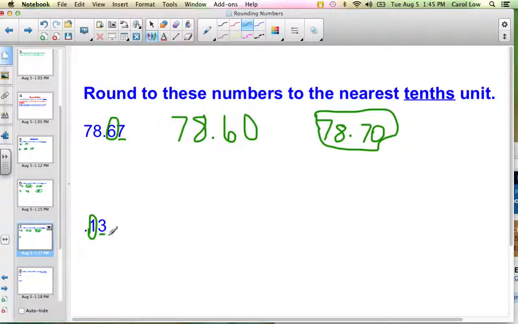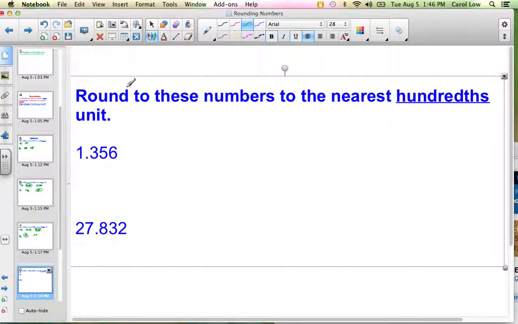This one, we circled the 1 and we're looking at the 3. So our options are 0.10, or we could have 0.20. And since this is less than a 5, we are going to choose this one. All right? I think this is the last one that we're doing together.